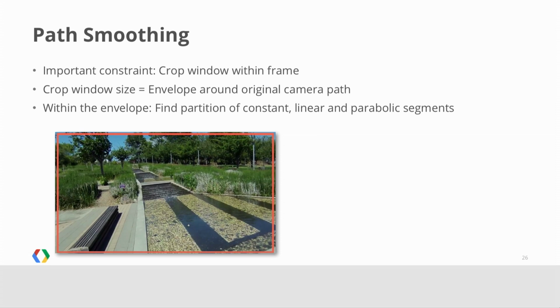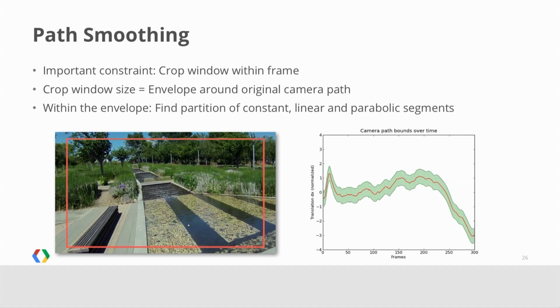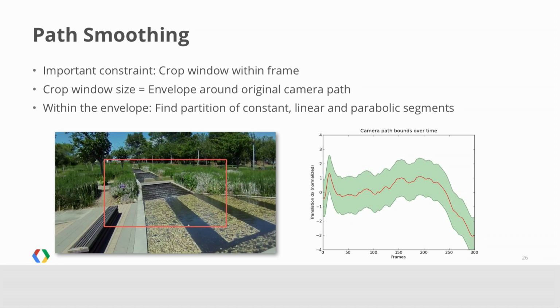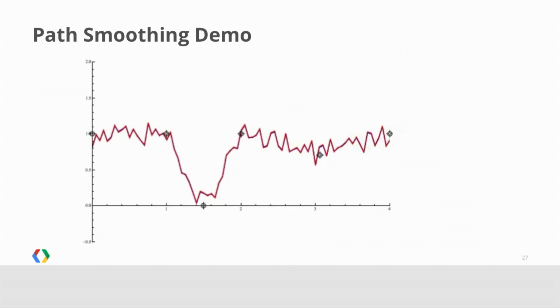Now, the smaller the crop window, the more shake we can compensate for. And this reflects itself very nicely as an envelope around the shaky camera path that we measure. So the smaller the crop window, the larger an envelope around that shaky camera path. And now within this envelope, we're trying to find our stable path that will be only composed out of constant, linear, and parabolic segments. Let's look at a little interactive visualization of how you can imagine the solution works.